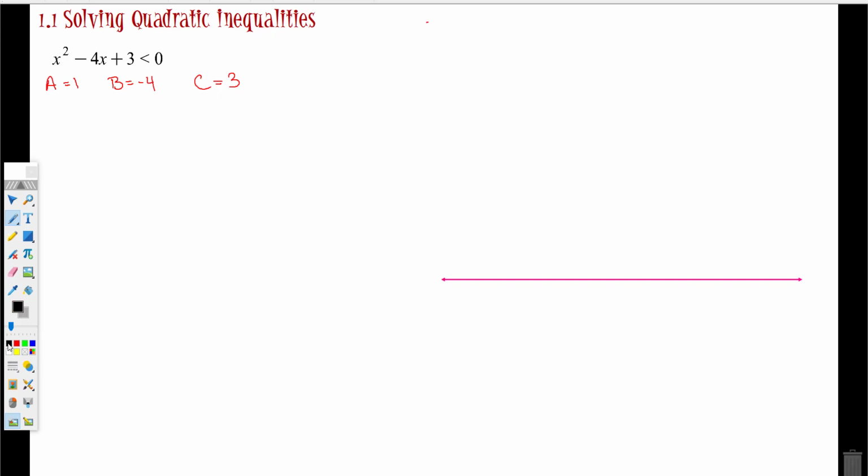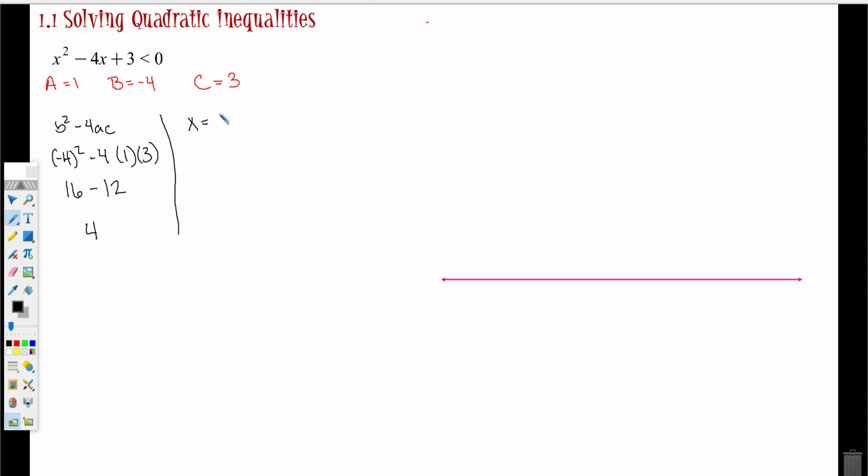And so my A was 1, my B is -4, my C is 3. So B squared minus 4AC. And so B squared is going to be -4 squared minus 4 times 1 times 3. So 16 minus, in this case, 12 gives you a 4. So we're going to plug it into the quadratic formula.